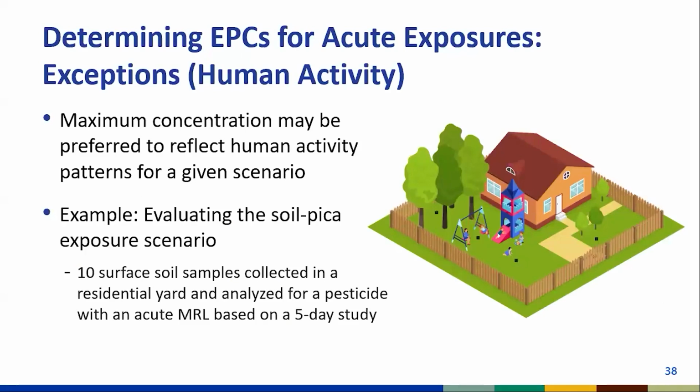Imagine a scenario where there is concern about soil pica exposures at a residence where children are consuming soil. 10 surface soil samples were collected throughout the residential yard and analyzed for a pesticide with an acute MRL based on a 5-day study. While a review of the toxicity data suggests that the 95 UCL is the most appropriate measure, the highly acute nature of this exposure means it is possible for a child to be repeatedly exposed to the maximum concentration if they play in the most contaminated part of the yard throughout the week. Therefore, the health assessor should use the maximum concentration as the EPC.